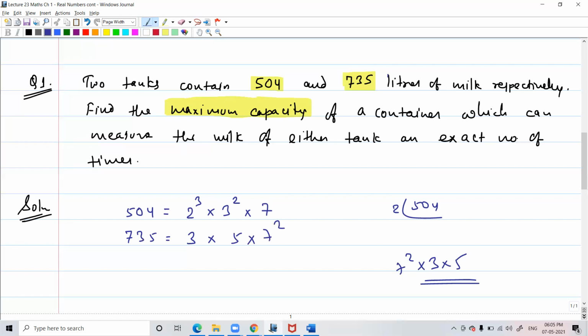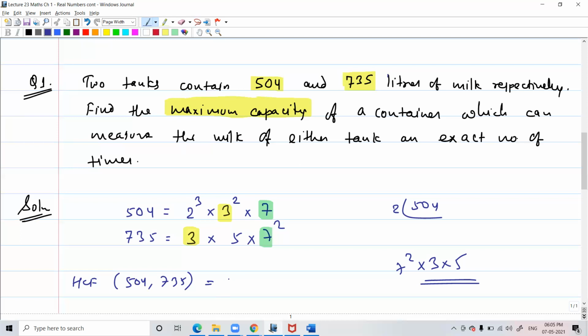So we need to find the HCF. And whenever we have to find HCF, we look for the common factors. Which are the common factors? 3 and 7. 3 is there and 7 is also there. And we need to take for HCF, what do we need to take? The lowest power or the highest power? Lowest power. Yes, we have to take the lowest power for HCF.